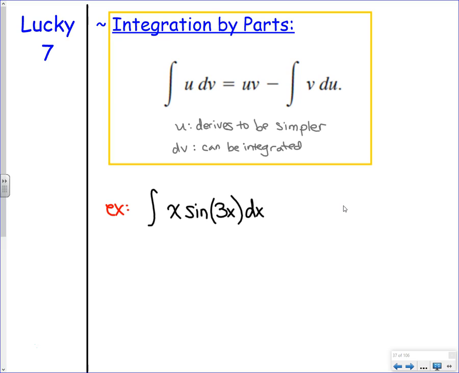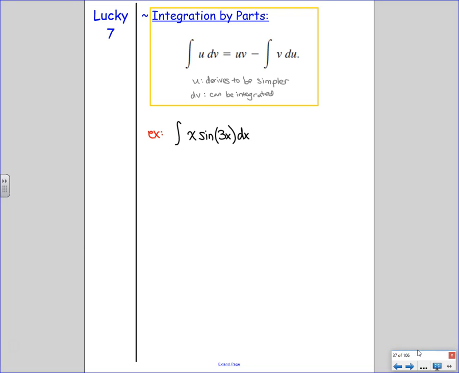So kiddos, can you go ahead and try to solve the example below? The nice thing is it's super similar to the one that we just did. But I am going to go ahead and show you what I mean by Lucky 7, if that's okay.